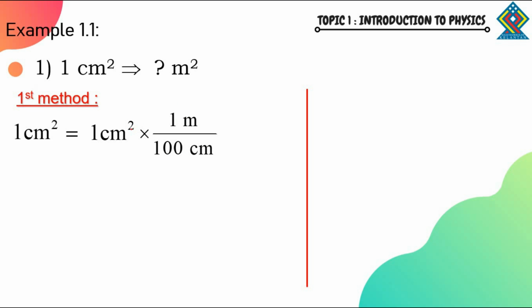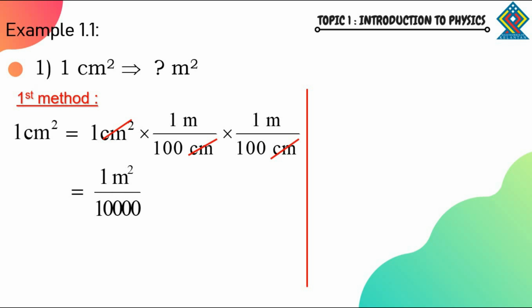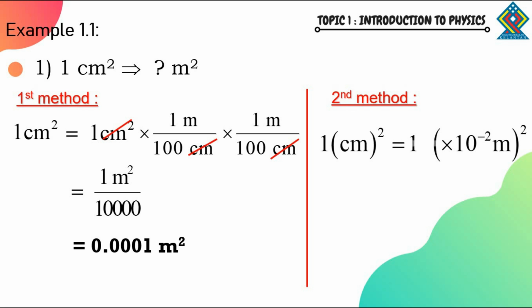And then here, I have cm power of 2. Means that I have to multiply with another conversion factor to get the meter square. The cm and cm can be cancelled out. So, the unit left for you is meter. I get 1 meter square over 10,000. Press the calculator and then I get 0.0001 meter square.